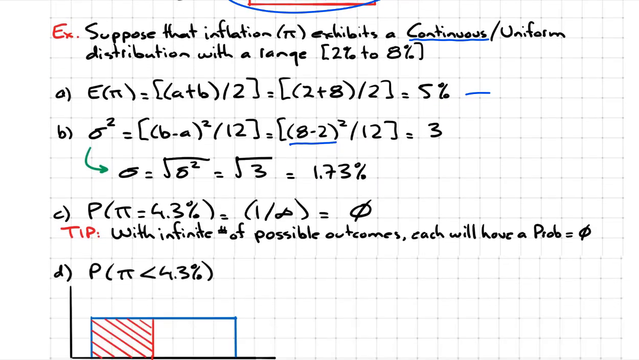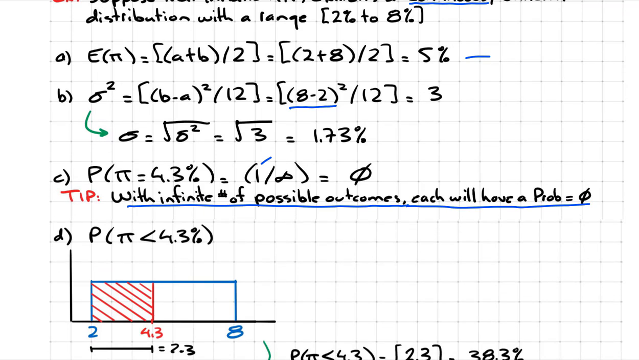Part C, we're asked to calculate the probability that inflation will be equal to 4.3%. So you can see this is a specific outcome. It's one of an infinite number of outcomes. Remember, we have an infinite number of possibilities between 2% and 8%, and this is just one of them. So what do you get when you have just one outcome out of an infinite number of possibilities? You get 0. So what's the tip? With an infinite number of possible outcomes, each will have a probability of 0.